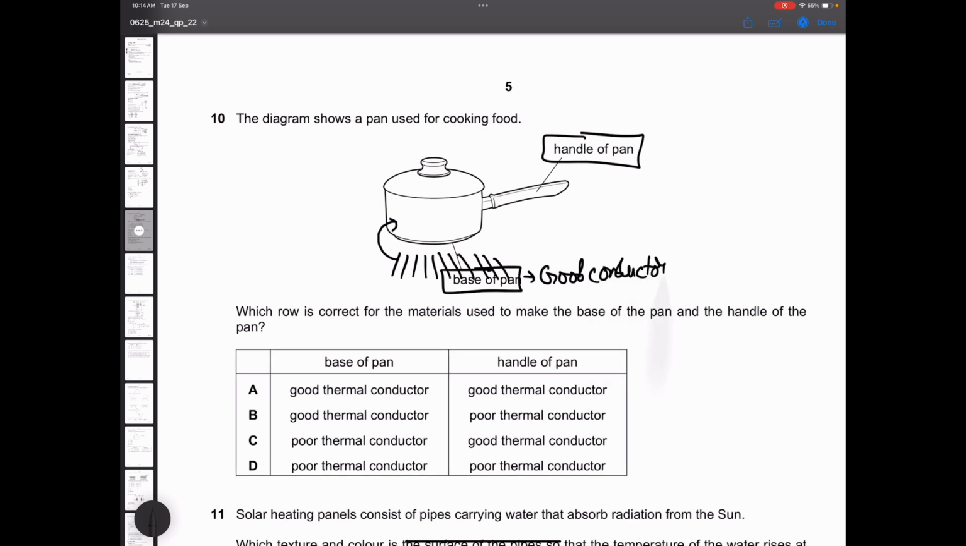But at the same time, the handle that you use, majority of times it is made up of plastic because you want it not to be hot. When you're trying to touch it, it should not burn. So this should be a bad conductor of heat. So base of a pan should be good thermal conductor and the handle should be poor thermal conductor simply because you do not want to catch the heat. You cannot touch that much hot pan. So that is why the handles are made of bad thermal conductor. So the correct answer here will be B.